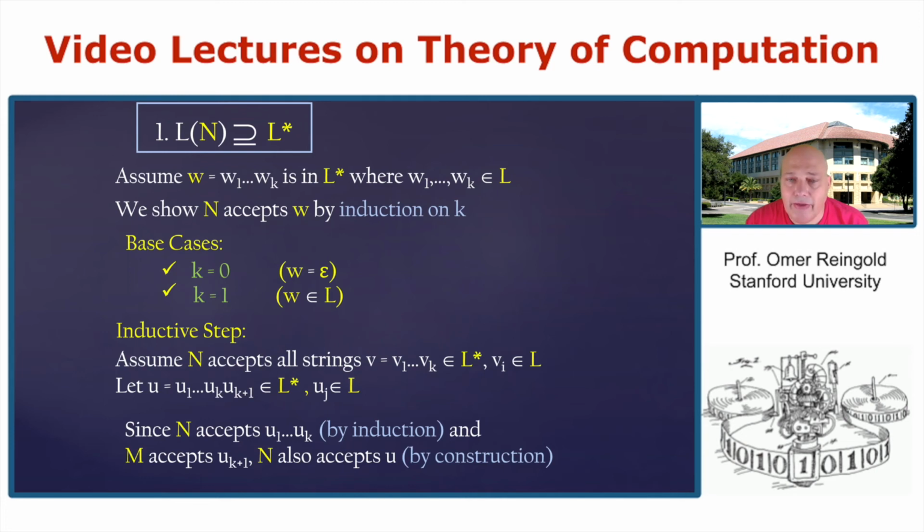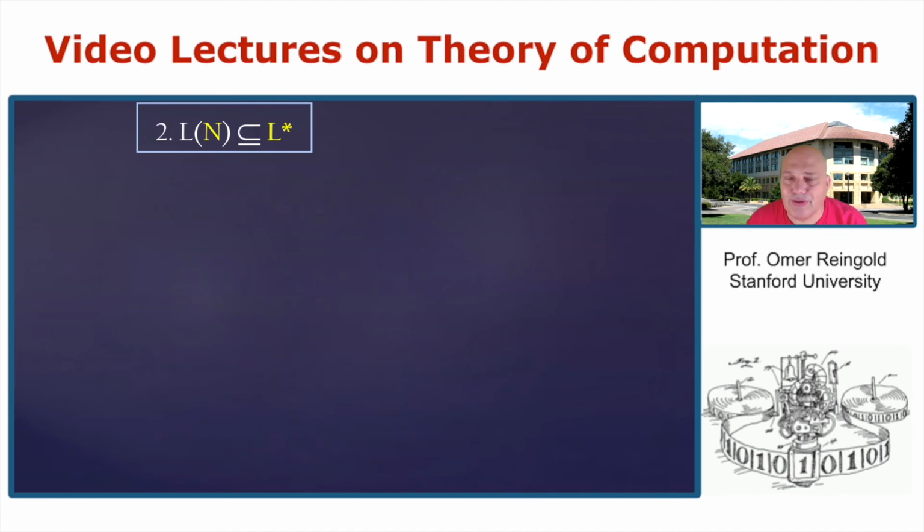It has a path that leads to acceptance, a path where we start by accepting u1 up to uk, taking an epsilon transition to the start vertex and accepting uk plus 1 in M. So by construction, we see that N accepts u. And this can be written more formally, of course, but it's not difficult. So let's do the more difficult side, which is to say that L of N is contained in L star.